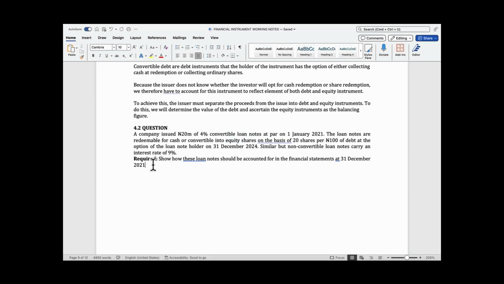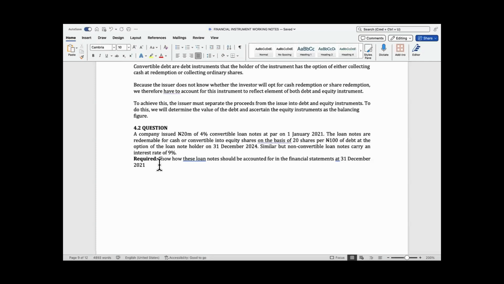Now, because the instrument is a convertible loan, it is clear that the redemption can either be in cash or converted into shares. On the basis of this, the basis of conversion is irrelevant for us here. What is relevant is that we know the investor can either decide to collect cash or convert it to equity. So we don't know which option he would choose.